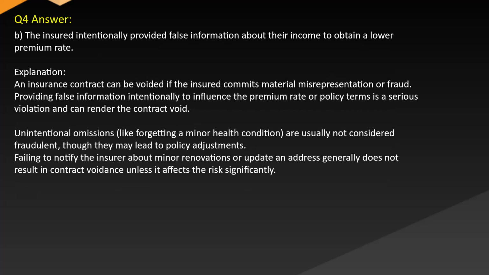Answer: B. The insured intentionally provided false information about their income to obtain a lower premium rate. Explanation: an insurance contract can be voided if the insured commits material misrepresentation or fraud. Providing false information intentionally to influence the premium rate or policy terms is a serious violation and can render the contract void. Unintentional omissions, like forgetting a minor health condition, are usually not considered fraudulent, though they may lead to policy adjustments. Failing to notify the insurer about minor renovations or update an address generally does not result in contract voidance unless it affects the risk significantly.